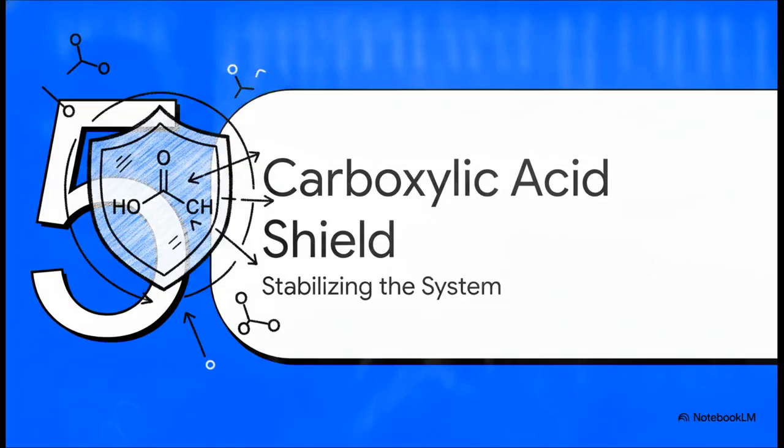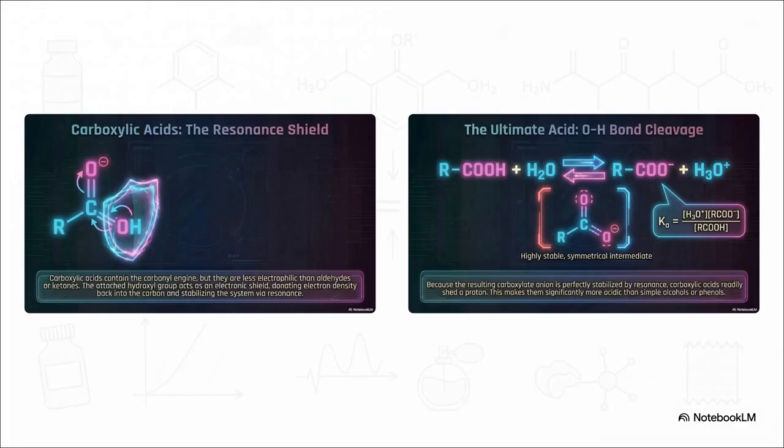Part 5. The carboxylic acid shield. Let's see how the system stabilizes itself. In carboxylic acids, we still have our central carbonyl engine, but it's got a hydroxyl group right next door. And this group acts like an electronic shield. It donates electron density right back into the carbon, stabilizing the whole system through resonance. This massively lowers its vulnerability to attack.